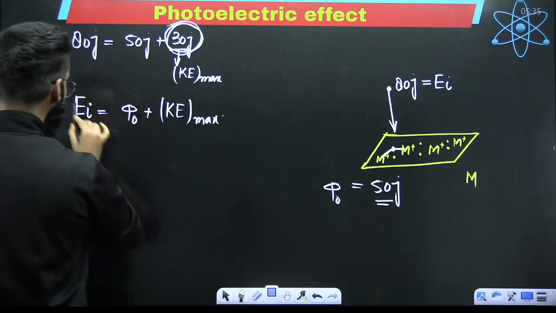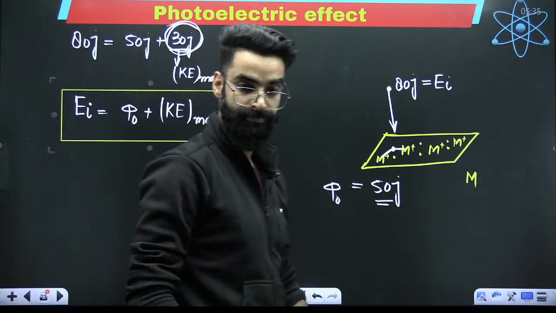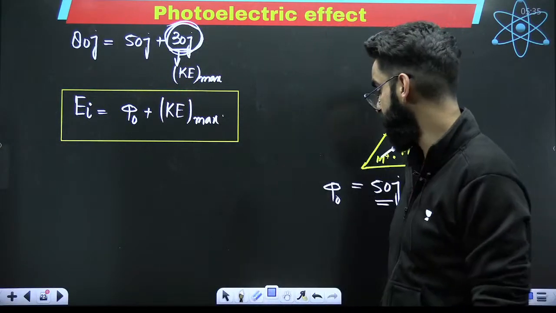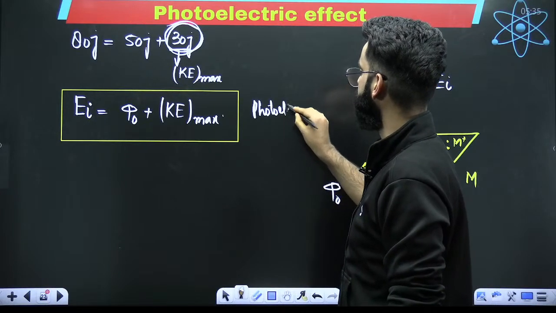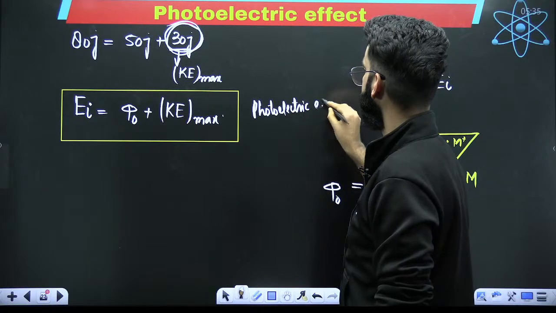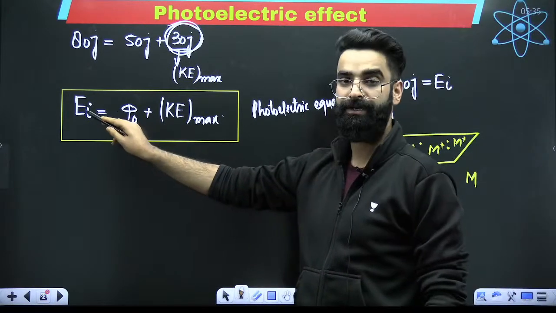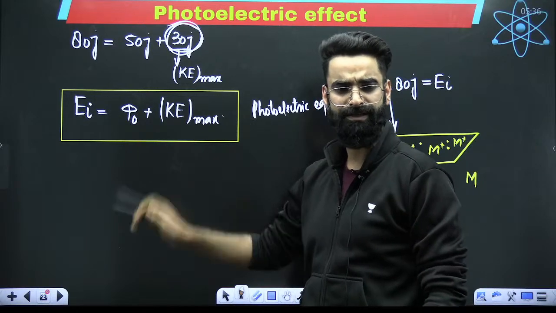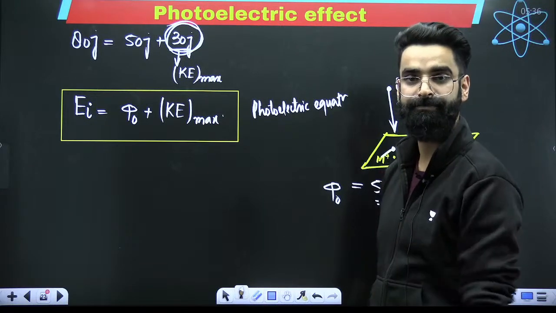This equation is something which you call as photoelectric equation. Incident energy is equal to work function plus what? Plus maximum kinetic energy possessed by the electron after the emission.